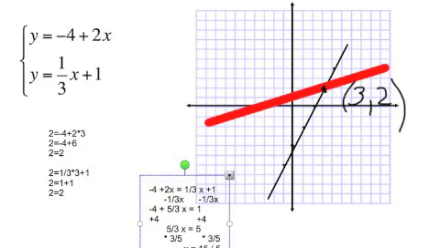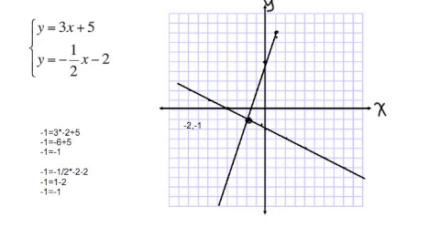I can then go back and substitute in 3 for x in either one of my equations, and I will get 2 as my y coordinate. I'd like to try one more, so let me go back to my very first example that I did with you. That example is y equals 3x plus 5 and y equals negative 1/2 x minus 2. The intersection point that we found was (-2, -1). So I'm now going to use substitution just to verify that it is at (-2, -1).